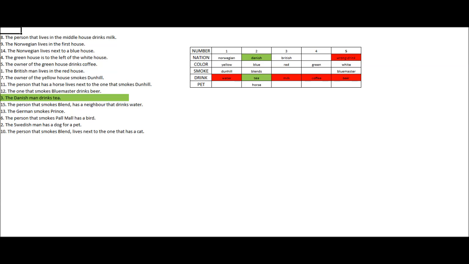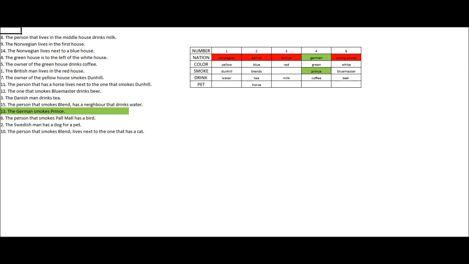So now we have all the facts about house 2. They're Danish, the house is blue, they smoke blends, they drink tea, and they have a horse. Now we're going back down to point 13. The German smokes princes. So we can fill in German as slot 4 because slot 5 smokes Blue Master.